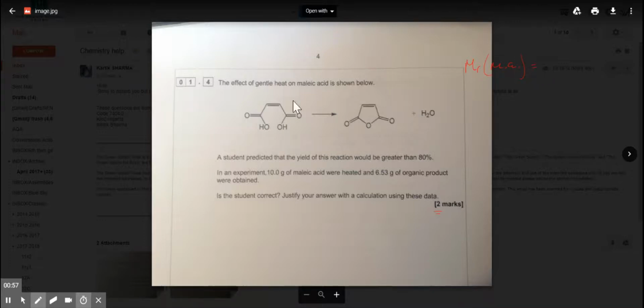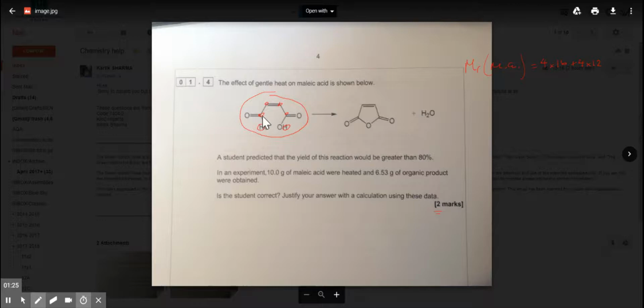So you're looking at this one now. We've got 4 oxygens, 1, 2, 3, 4. So that's going to be 4 times 16. All right, let's count the carbons now. We've got 1 carbon, 2 carbons, 3 carbons, 4 carbons. So that's 4 times 12. And let's count the hydrogens. All right, there's 1, there's 2.